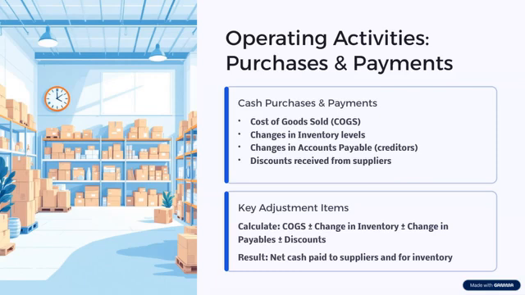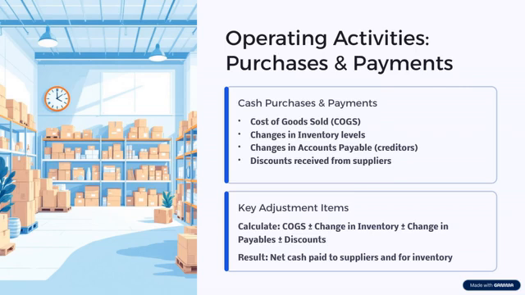Now let's look at how we determine the net cash paid to suppliers and for inventory. This is a crucial part of understanding our cash flow from operating activities. To do this, we start with our cost of goods sold, or COGS. From there, we adjust for changes in inventory levels, because if inventory increases, it means we've purchased more than we've sold, and vice versa.